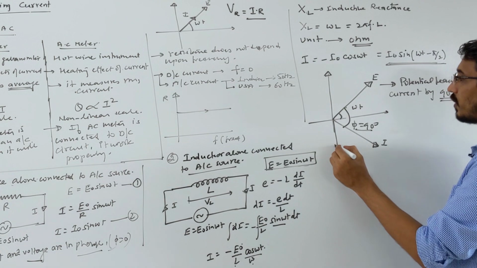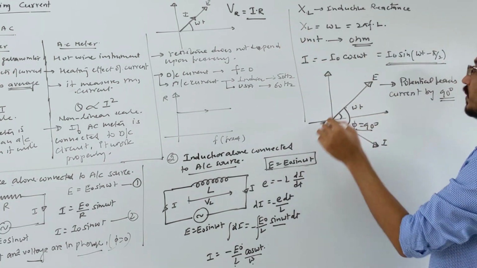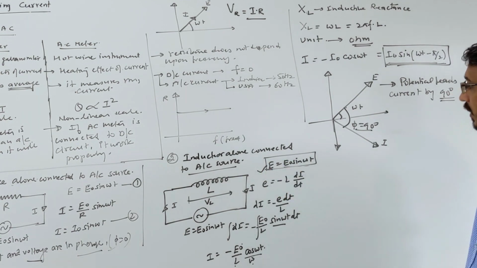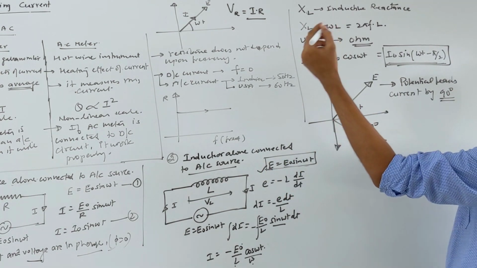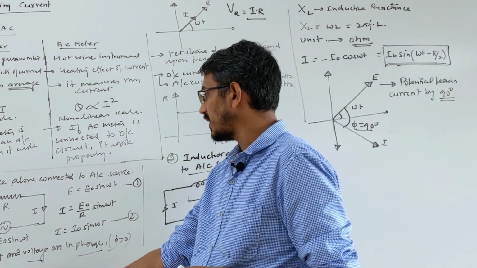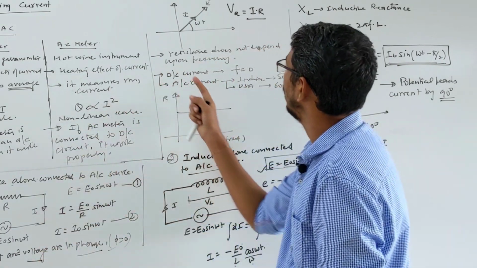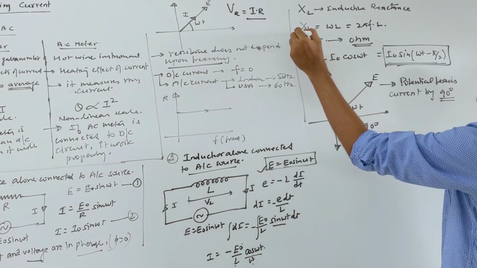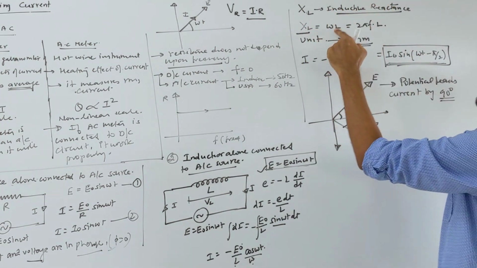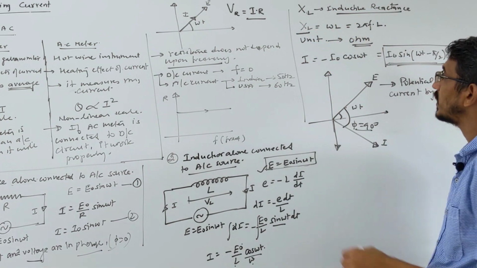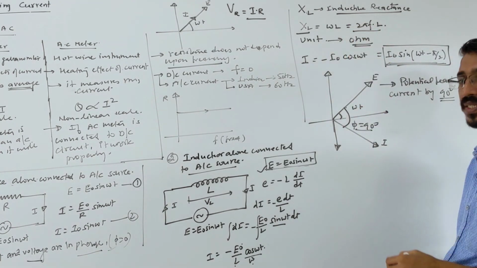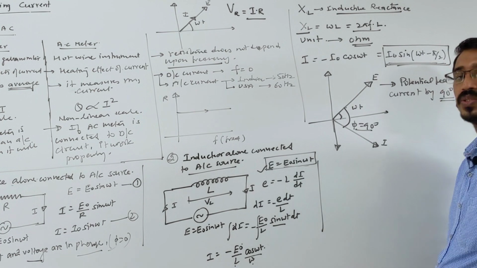Okay, now see here, you understood the equation. This is the current equation, and that's your voltage equation, in general. Here I said resistance does not depend on frequency. But you see that the inductive reactance that I wrote here depends on frequency. It is directly proportional to frequency. So if frequency increases, then your inductive reactance will also increase.